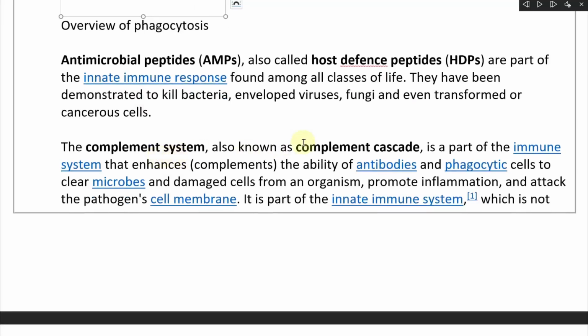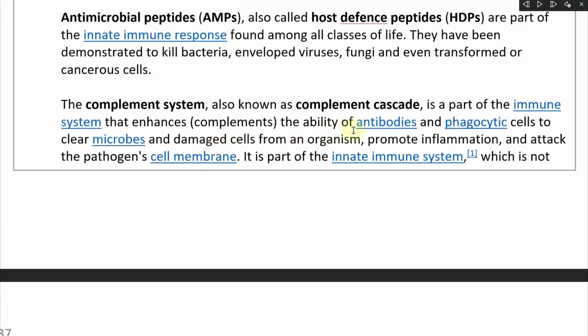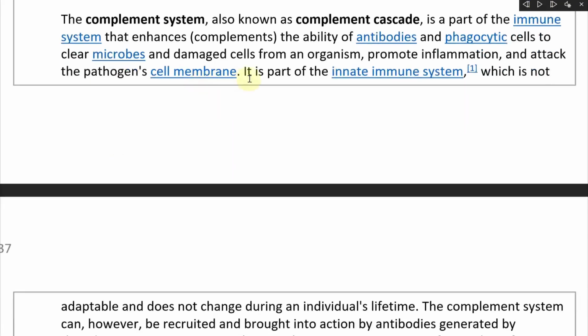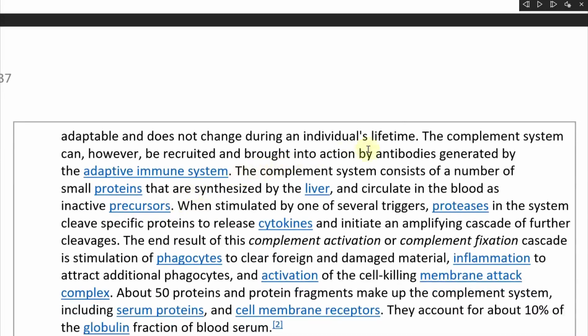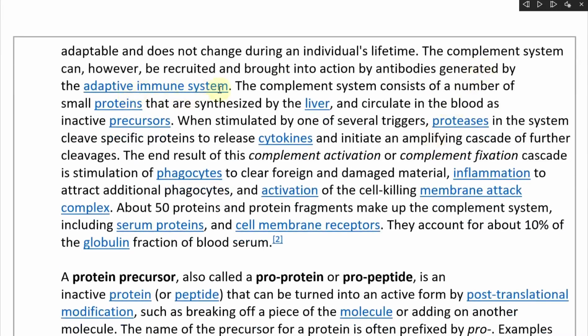And the complement system, also known as complement cascade, is part of the immune system that enhances or complements the ability of antibodies and phagocytic cells to clear microbes and damaged cells from an organism, promote inflammation, and attack the pathogen's cell membrane. It is part of the innate immune system, which is not adaptable and does not change during an individual's lifetime. The complement system can, however, be recruited and brought into action by antibodies generated by the adaptive immune system.